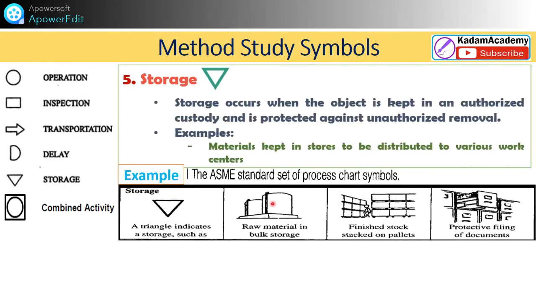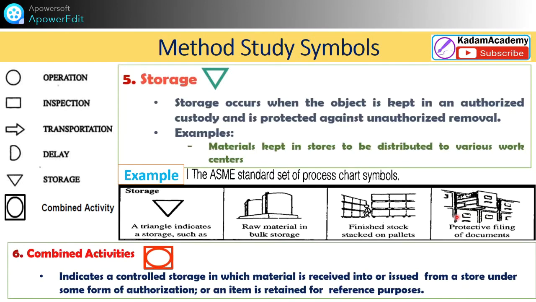So examples of storage are represented by a triangle: big tanks for raw material bulk storage, or finished stock and racks, or protective filing of documents, with filing racks or cupboards to keep the files. Lastly, the combined activity indicates controlled storage in which material is received into or issued from a store under some form of authorization, or an item is written down for reference purposes. So that is combined activities.